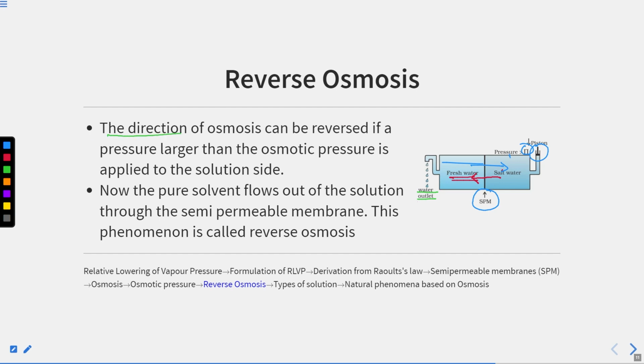So the direction of osmosis can be reversed if we have a pressure that is larger than the osmotic pressure, and it is applied on the solution side. Now what will happen? The pure solvent will flow from the solution through the semi-permeable membrane, and this process is called reverse osmosis. What is this called? This is called reverse osmosis.